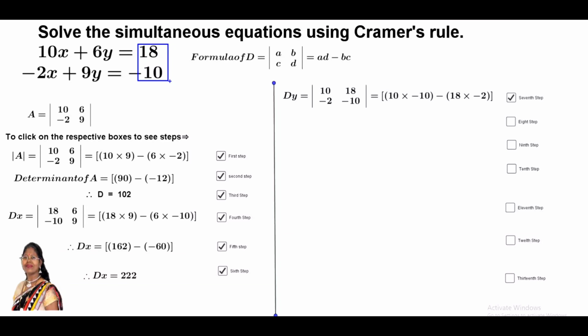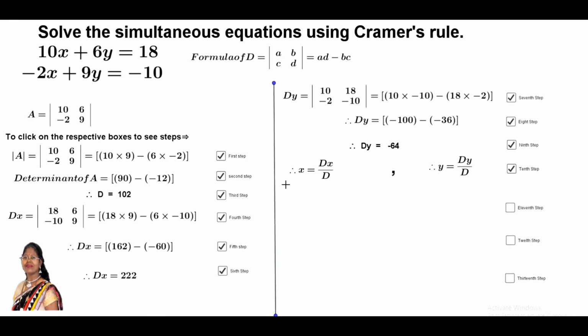Let's see the seventh step. For dy, the constants 18 and minus 10 are written in the y place, and 10, minus 2 are written as they are in the x place. Cross multiplication 10 into minus 10, and cross multiplication 18 into minus 2. Eighth step. Therefore dy is equal to 10 into minus 10, which becomes minus 100, and 18 into minus 2 becomes minus 36. Ninth step. Therefore dy is equal to minus 64.